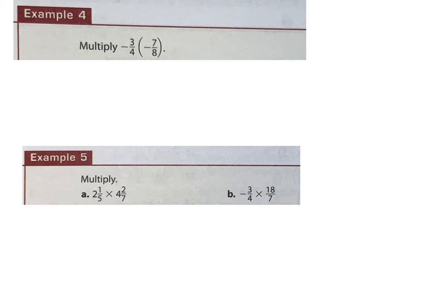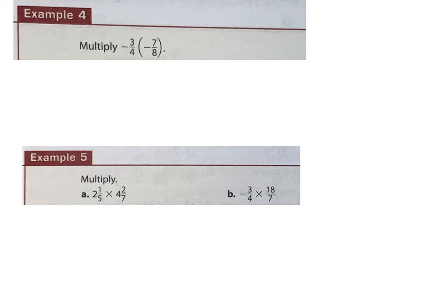So for this example that they gave us, we have a 3 and a 7 on top and a 4 and an 8 on bottom. So they did not give us an example that we could reduce ahead of time, right? The 3 cannot reduce with the 4 or the 8, and the 7 cannot reduce with the 8 or the 4. So in this case, we're just going to multiply across.